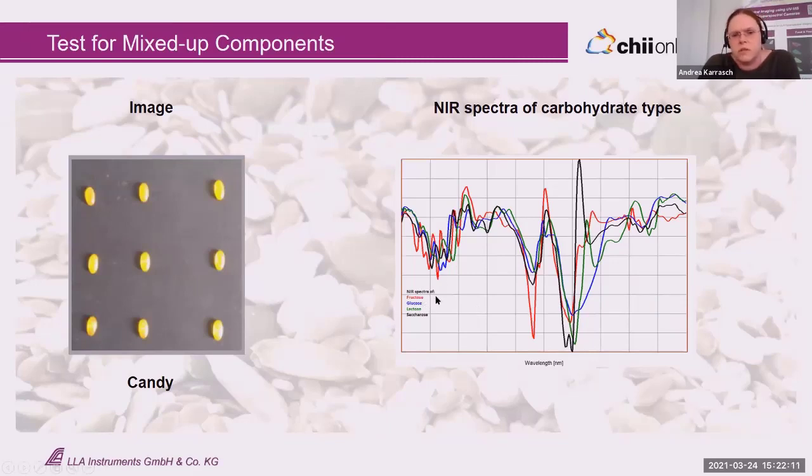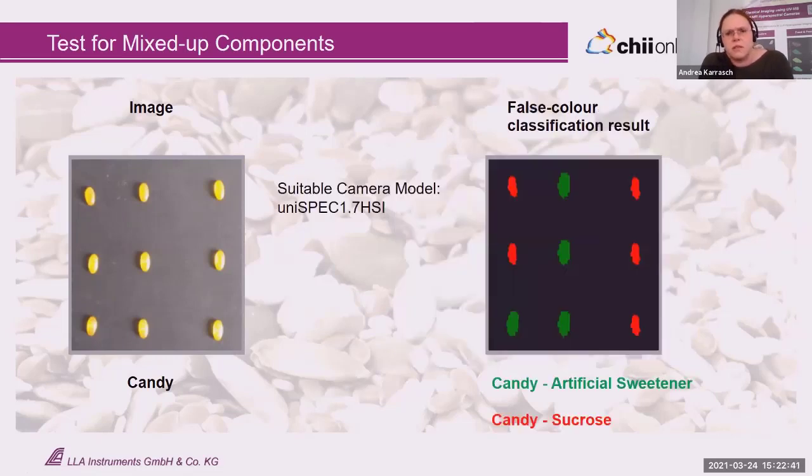differentiate between different types of sugars or carbohydrates. This is a spectrum showing different kinds of carbohydrates, and you can easily distinguish between the different types according to their absorption band features. If you use this kind of spectral information in the chemometrical approach and define a classification model, you will have a result which looks like a false color classification result, with a green color corresponding to an artificial sweetener, and the red color candy types corresponding to classical candy containing sucrose.